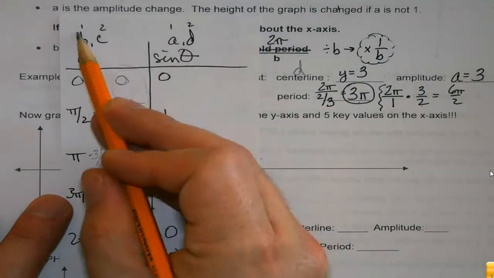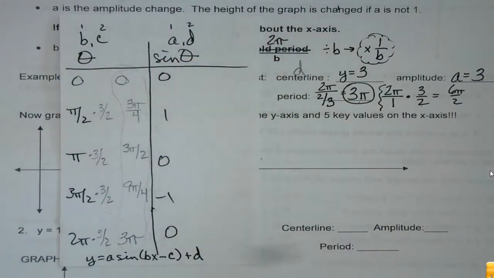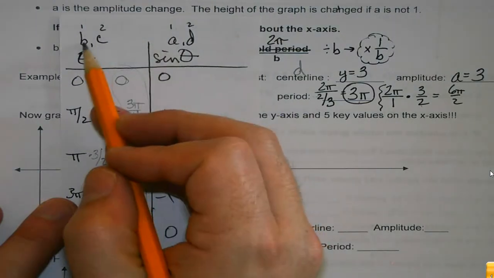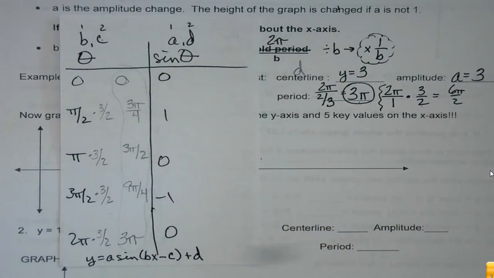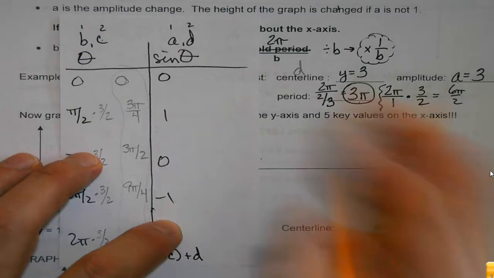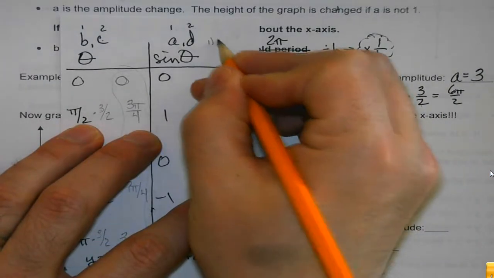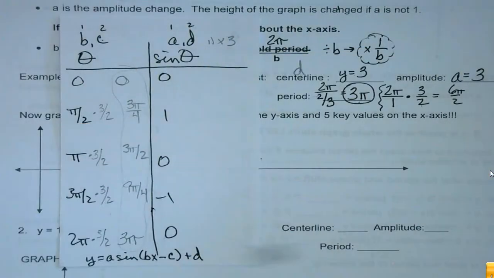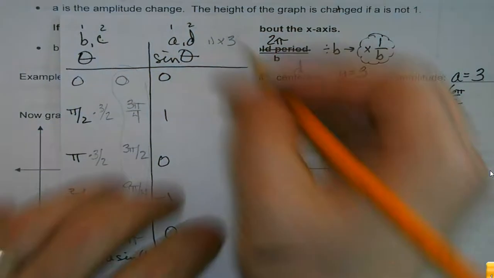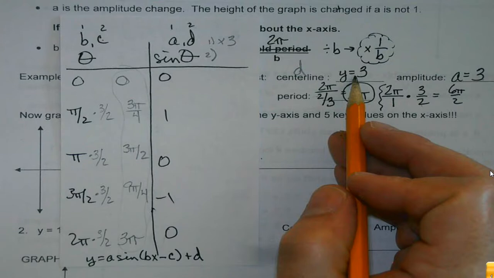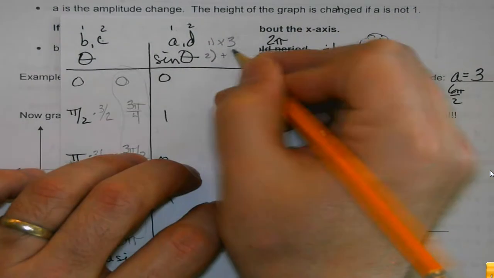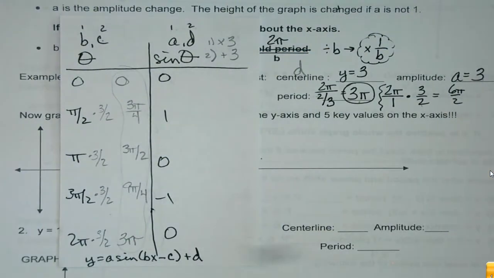Notice the little numbers that I put above the letters here. That's the order you're going to do them in. So it's kind of fun because B comes before C, and A comes before D, and it's the same order I'm going to do them in. So my amplitude means my first job here is I'm going to multiply everything by 3, and then with a plus 3 for my D value, I'm going to add 3 to whatever that answer is.